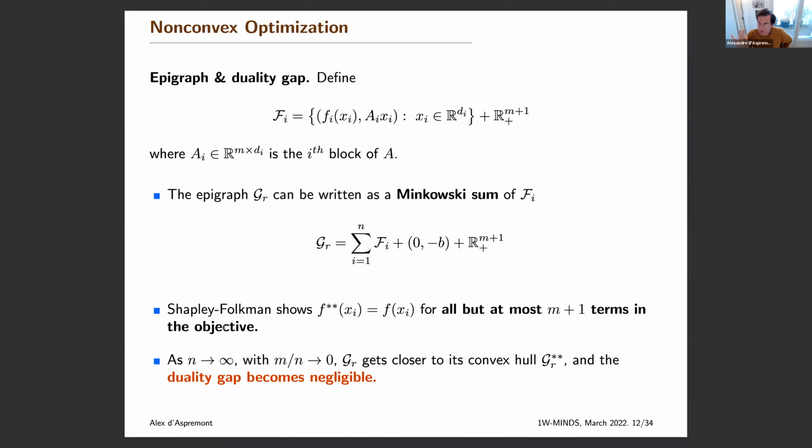And this means that in an asymptotic regime where the number of terms in the sum in your original problem goes to infinity, but the number of constraints remains fixed, the difference between the epigraph of your problem and its convex hull, roughly speaking, becomes negligible, which means that the duality gap gets closer and closer to zero. So just to summarize what we've done so far in one or two sentences, if your problem is separable and the number of constraints remains fixed and the number of terms in the sum in the objective goes to infinity, duality gap will go to zero because the epigraph of your problem is a Minkowski sum of arbitrary non-convex sets of roughly the same scale, right?